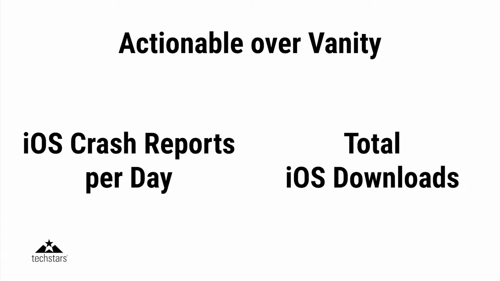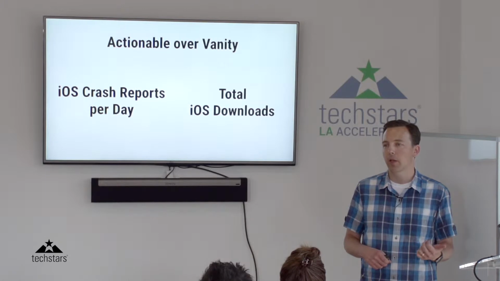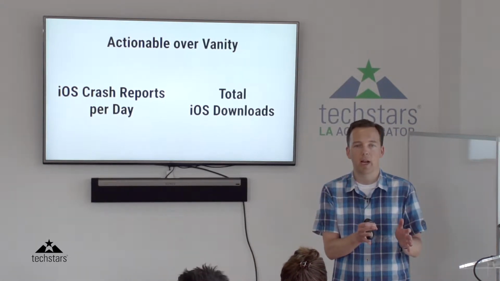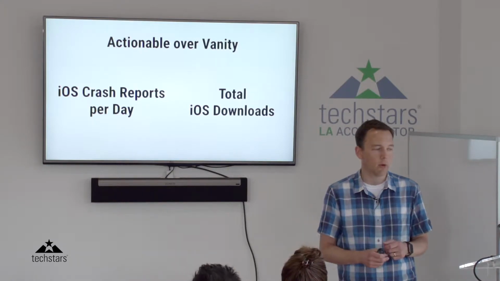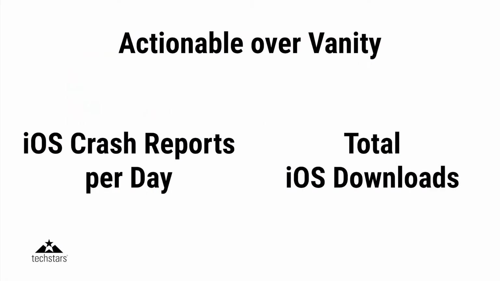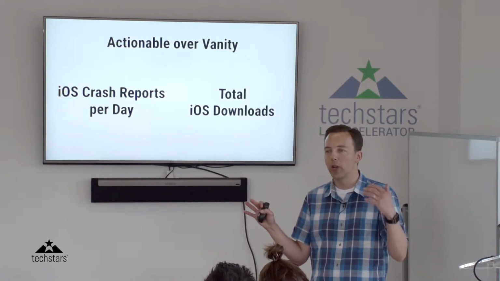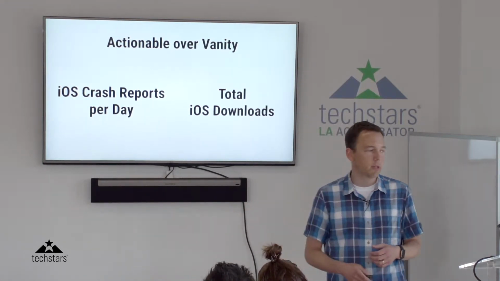In startup land, actionable is number of iOS crash reports per day. So I was working with a company, they were having some quality issues, and that became a KPI that they tracked for a few months to get their quality in order. Total iOS downloads, total vanity. Brag about that does really no good to understanding and making progress within your business.